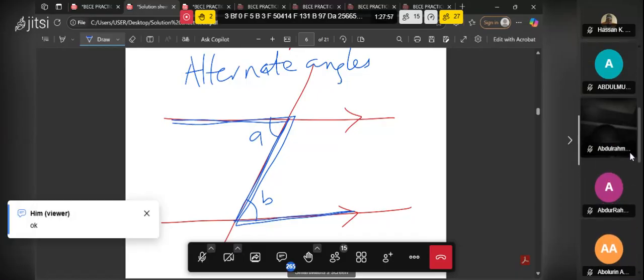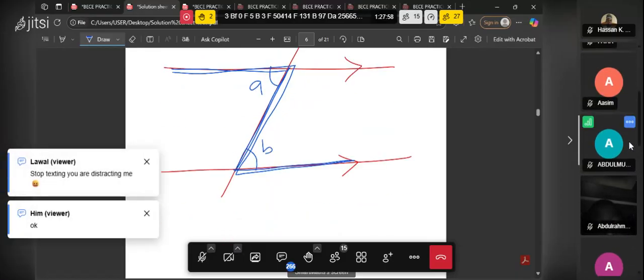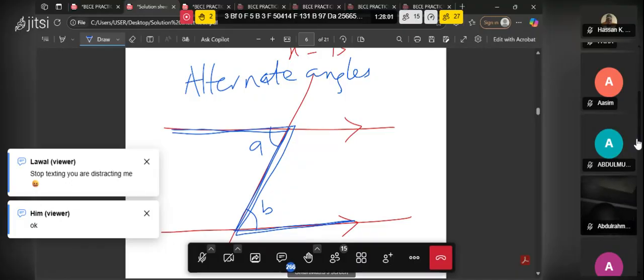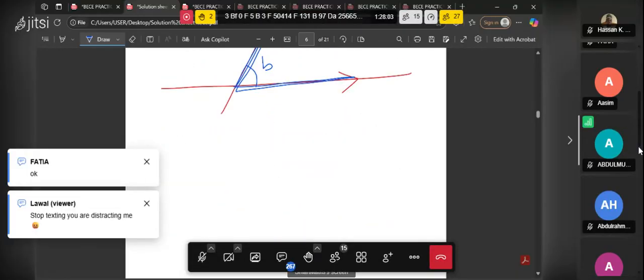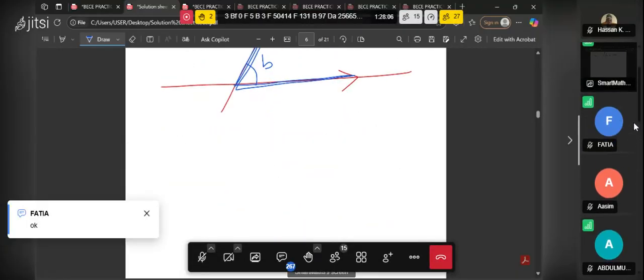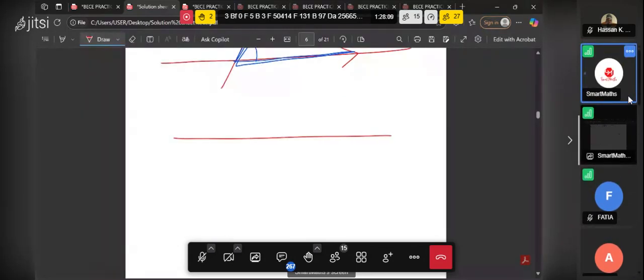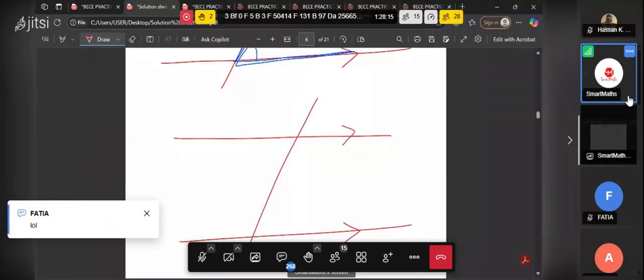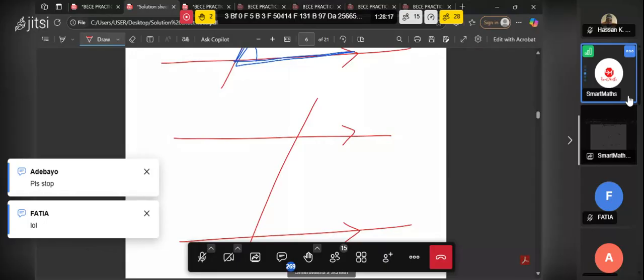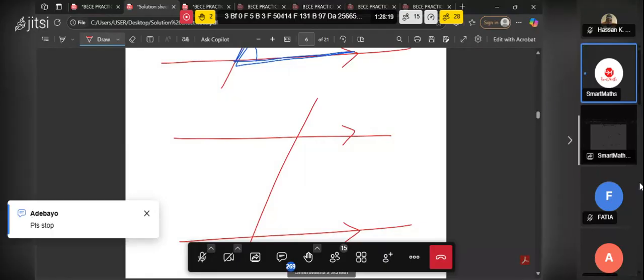These are alternate angles. Then corresponding angles, which I said gives you the F angle. This one is the Z angle, and the F angle is when you have this. Let's have another part. This line and this line are parallel. But make sure that before you apply this, the two lines must be parallel.